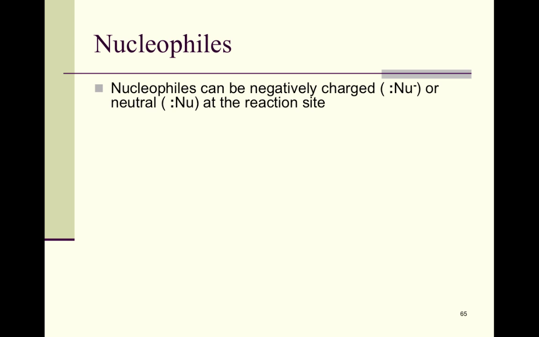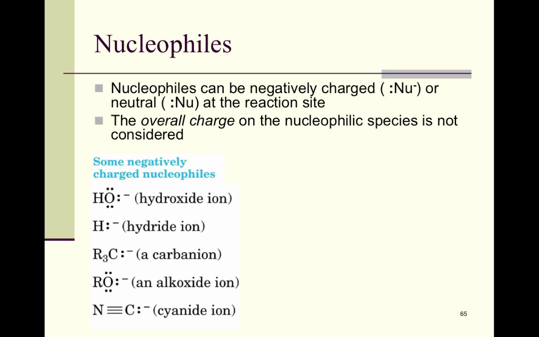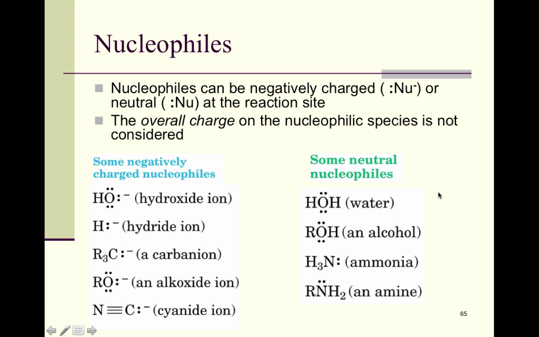So let's talk about nucleophiles. They can either be negatively charged or neutral. If they're neutral, we have to do something to them to get them to undergo the reaction. The overall charge on the nucleophile is not considered. Basically, if you have a negative nucleophile, it's just going to go in there and attack that carbonyl group. So here are some negatively charged nucleophiles and examples of those. And here are some neutral nucleophiles, and we'll be talking about these also. We have water, we have alcohols, and we have ammonia, and we also have amines. And the amines that we're talking about here can be primary or secondary amines.